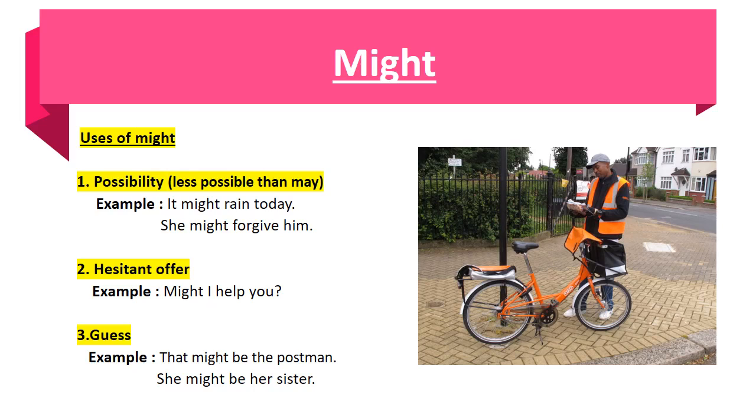Number 2, hesitant offer. For example, might I help you? Guess. That might be the postman. Or she might be her sister. यहाँ हम guess लगा रहे हैं बिना देखे.